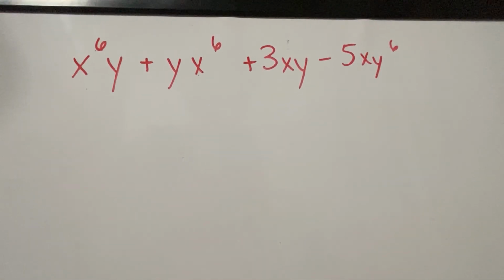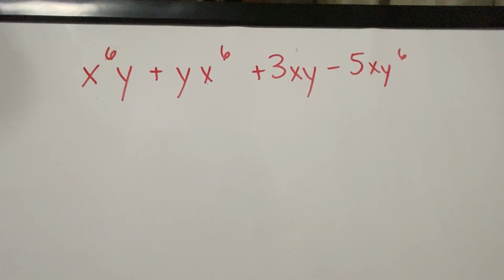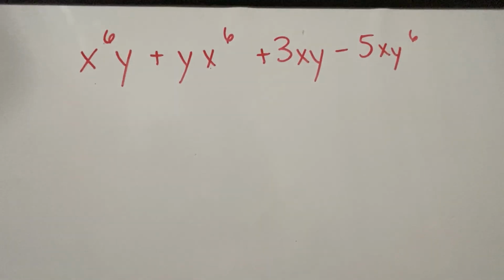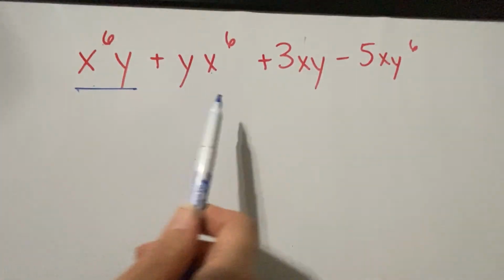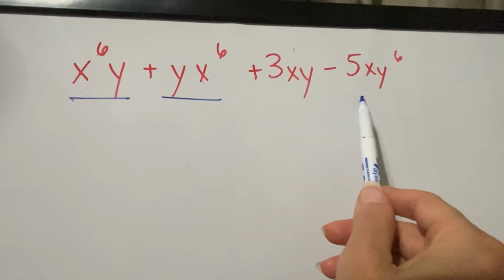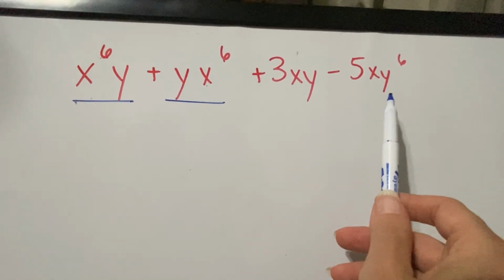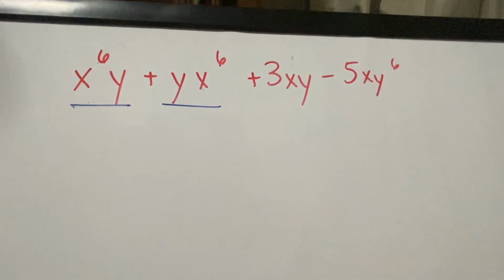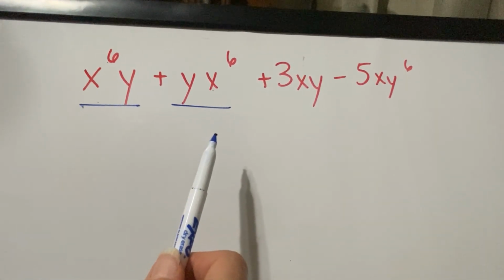Last example from lesson 21, page 93. This is letter D. First, we're going to identify our like terms. So we have 6 x's and a y right here. We have 6 x's and a y right here. And we have 6 x's. Oh, no, this is not the same. This is 6 y's and 1 x. So this is not the same. Okay, so it's only those two that are the same.